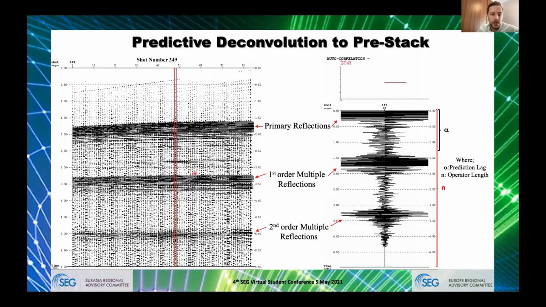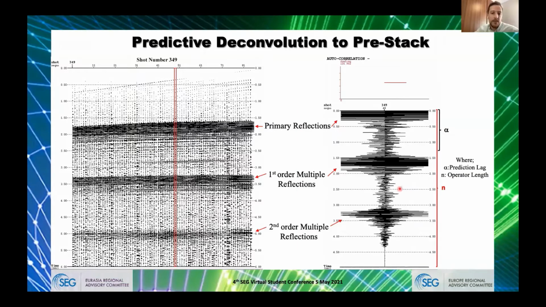If you can see here on the raw data figure, we are going to select one trace and get its autocorrelation. And in the autocorrelation result, we will define the predictive deconvolution parameters, as I said before, the prediction lag and the operator length. So in this picture, alpha equals the prediction lag, and M equals the operator length.